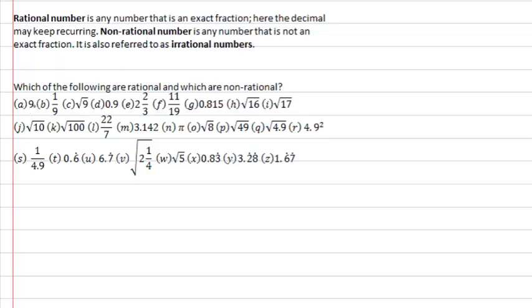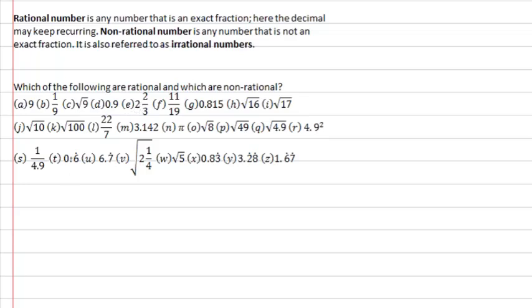So 9 is a rational number. It's just like a fraction, because 9 over 1 is a fraction. So 1 over 9 is an exact fraction, so it's a rational number. Let's check the square root of 9. The square root of 9 is 3, so 3 is a rational number. 0.9 is a rational number. 2 over 3 is also a rational number.